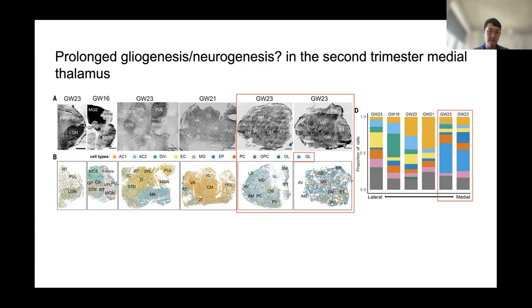But this poses an open question: if there is prolonged neurogenesis, because most neurogenesis of the thalamic neurons begins and ends in the late first and early second trimester, and by GW23 there should be none, theoretically speaking. But this is quite exciting, and I think something we're trying to follow up on.